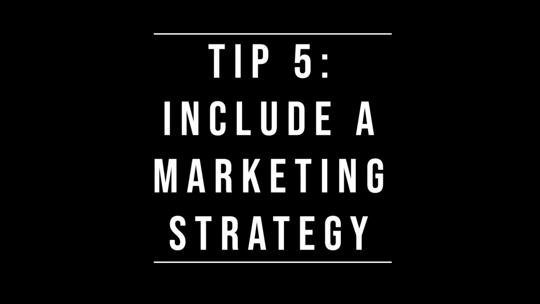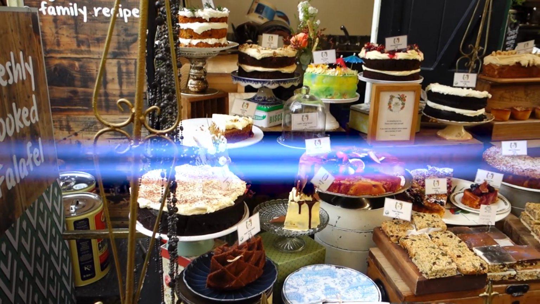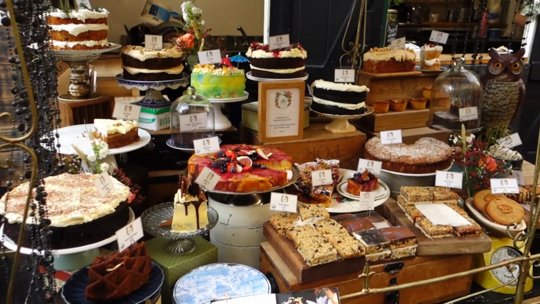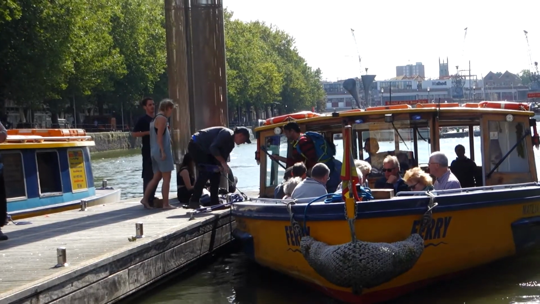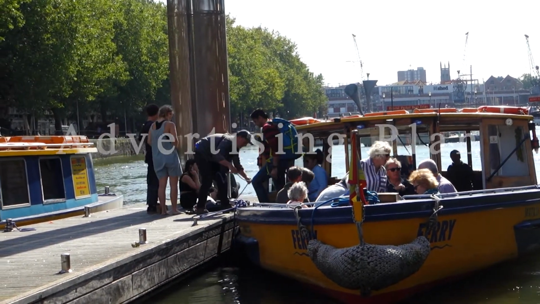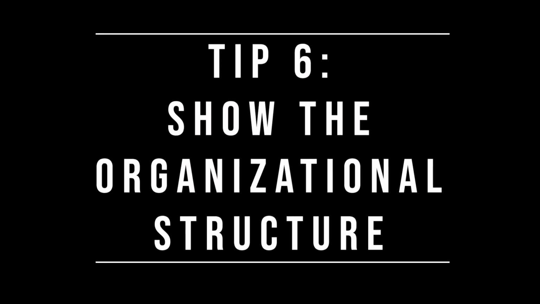Fifthly, include a section in your business plan on your marketing strategy. In other words, ask yourself 2 questions. Number 1, how will you price your products or services in a way that is competitive? And number 2, how will you advertise or get your business out there? Sixth, put down your business's organizational structure.